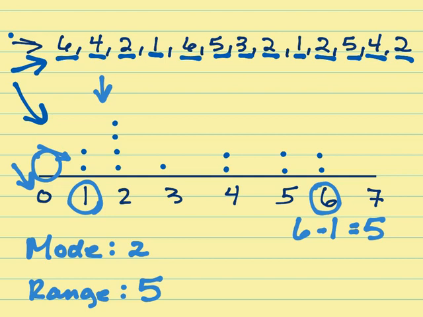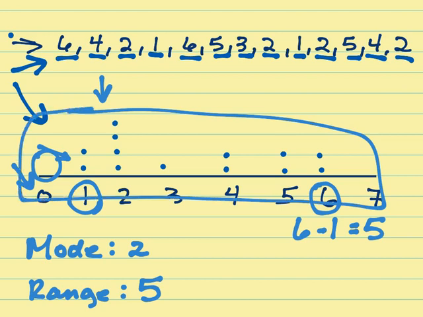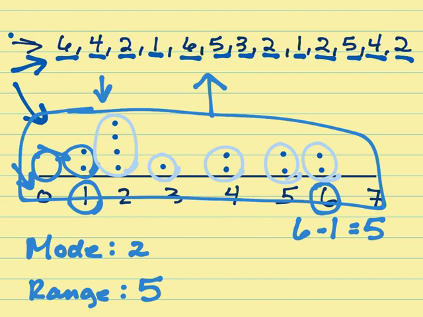You can also tell median and mean, but if you were given this dot plot, you would just have to write them out like this. So you would write 2 1s, or 4 2s, 1 3, 2 4s, 2 5s, 2 6s, and then you would just write that out. And then you could find the mean and median that way.